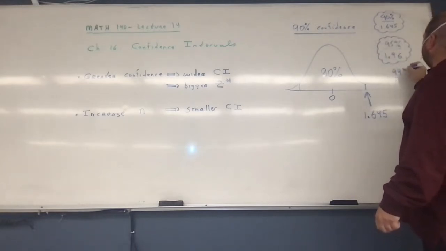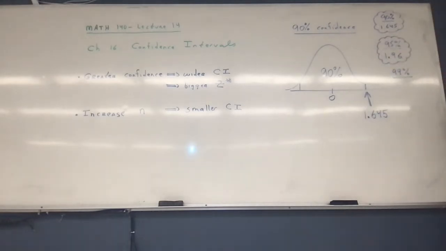And 99%, the third of the big trifecta. If you do 99%, again, in the middle, 0.99, but if you don't have center and you got to go left, how much is to the left if there's 0.99 in the middle? 0.995. What do you get? 2.576. Is that what it is? Yeah. 2.576. These are the big three.